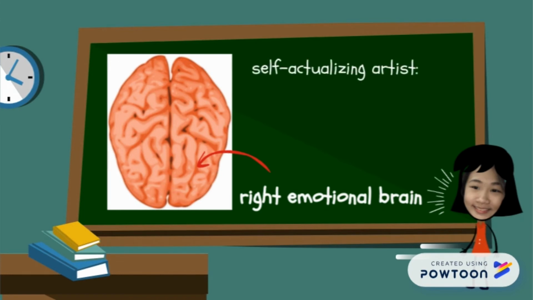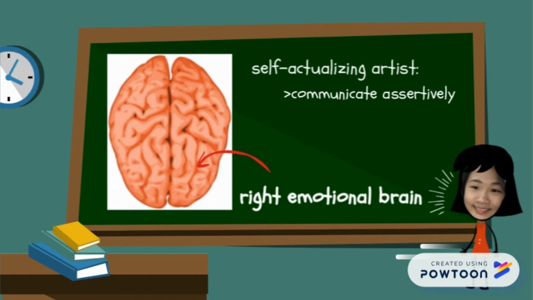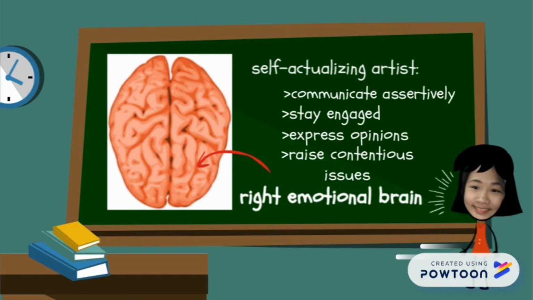A person is a self-actualizing artist when they develop a disciplined approach to work. They do not tolerate the poor performance of others. They communicate assertively and stay engaged with the team despite pressure. They are able to appropriately express their own opinions and may raise contentious issues.